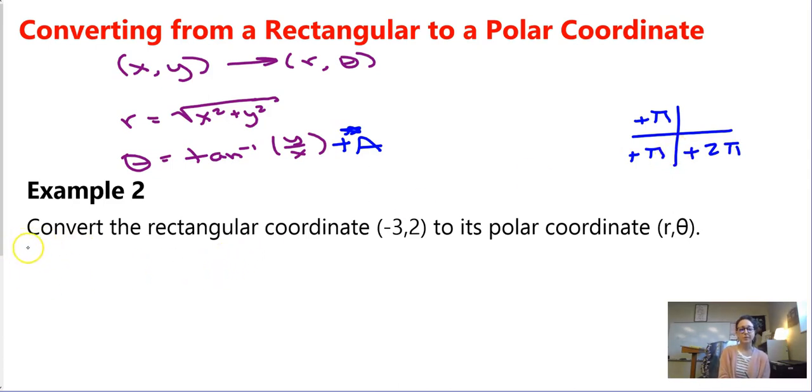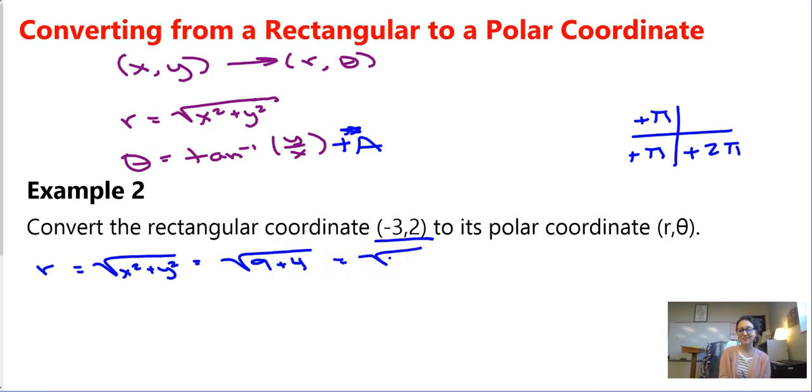Okay, so example 2: convert the rectangular coordinate (-3, 2) to its polar coordinate (r, theta). All right, so let's find r. My formula is the square root of x squared plus y squared. My x is -3, so squared is +9, plus my y is 2, so squared is 4. So I'm getting the square root of 13 for my radius, okay? Now theta is going to be inverse tan of y over x, right? So 2 over -3.